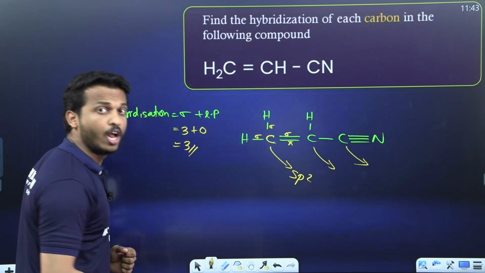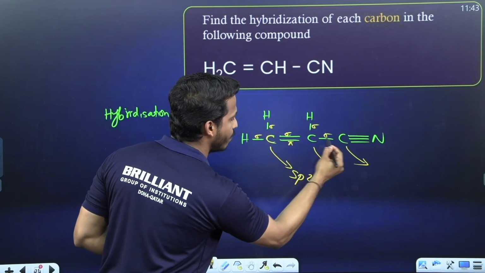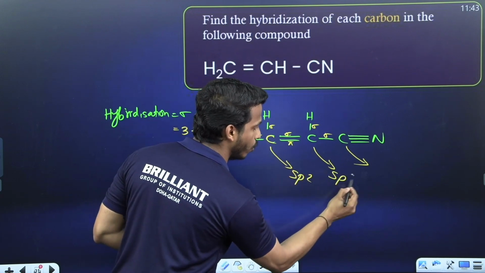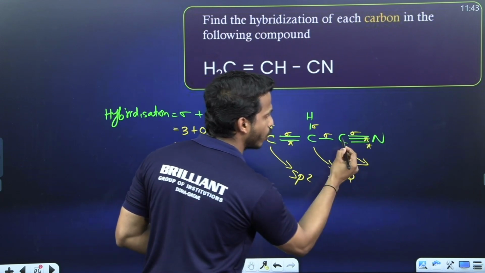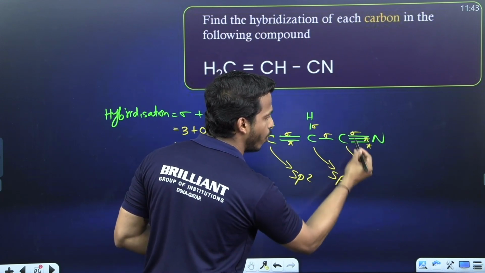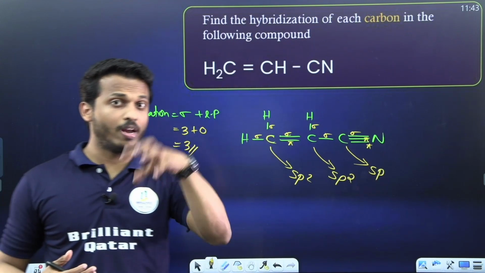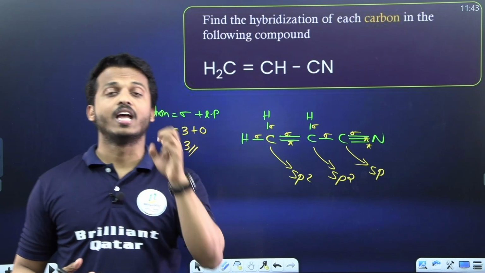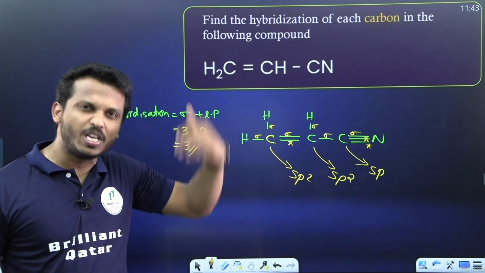What about this carbon? Total how many sigma bonds? 1, 2, 3. 3 sigma bonds and no lone pair. 3 means again sp2. What about this carbon? This is sigma and pi. Total how many sigma bonds? 2 sigma bonds. 2 means sp. So this way, while calculating the sigma bonds and lone pairs on the atom, you can say the hybridization directly. This method you can use only for MCQ questions.